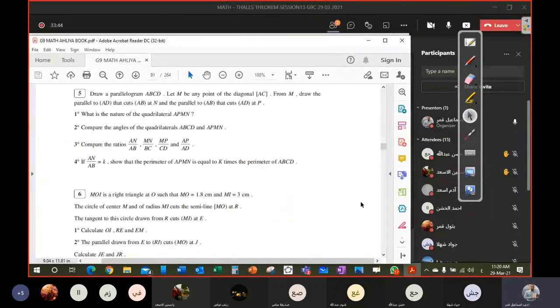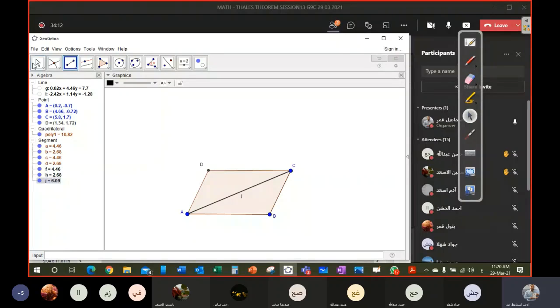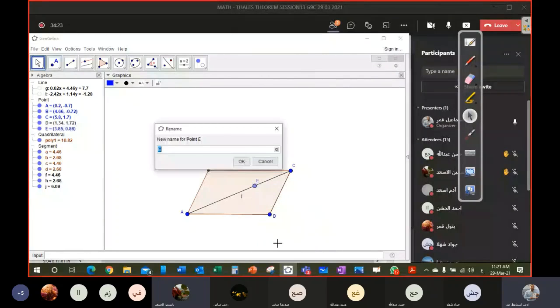Continue, Yasmin. Any point of a diagonal AC. We join the diagonal AC also, and we take any point M on this diagonal AC, any point. It's not the midpoint, okay?